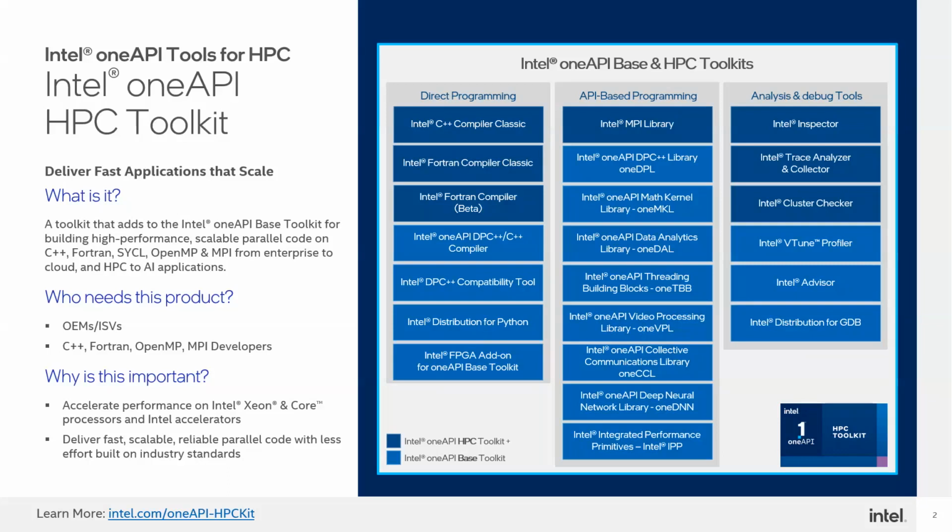But what we want to have a look at now is the API-based programming tools that you got, namely the libraries. Those libraries are available for C++, Fortran, and C developments. And the ones that I will most specifically present briefly here are the Intel MPI library, the oneAPI MKL library, the data analytics library, the collective communication library, and the deep neural network library.